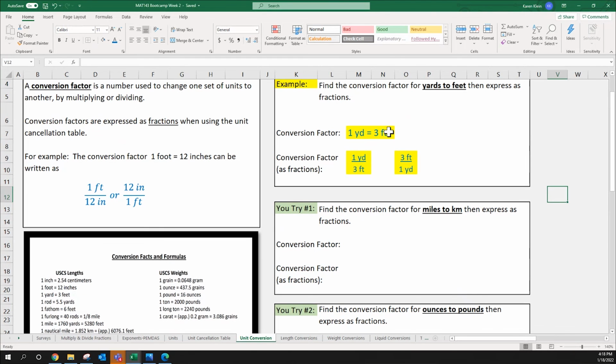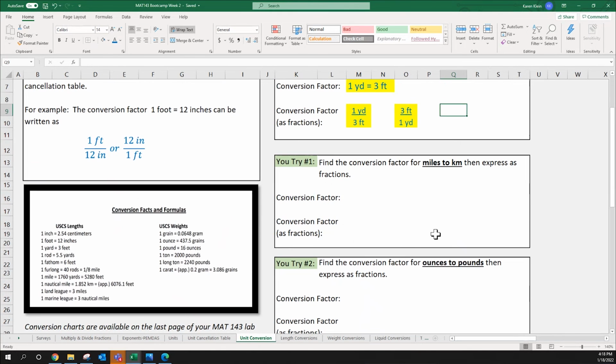Now I express that conversion factor as a fraction. I can either write it as 1 yard divided by 3 feet, and how I did that was I just underlined the numerator. Or I can write this as 3 feet divided by 1 yard.